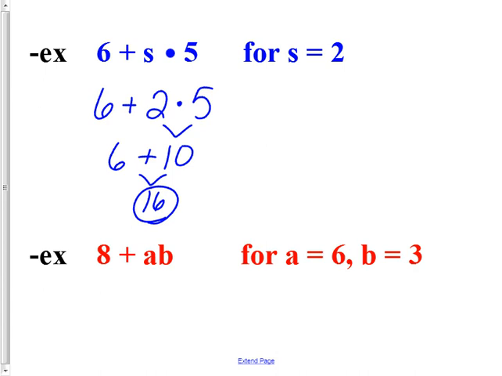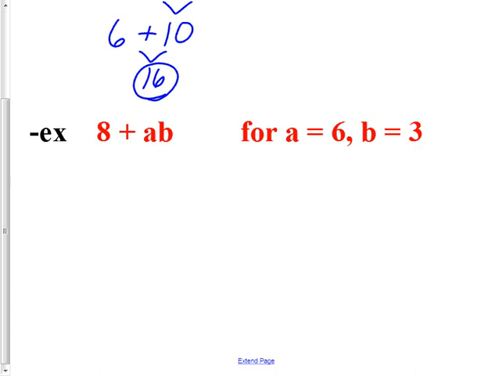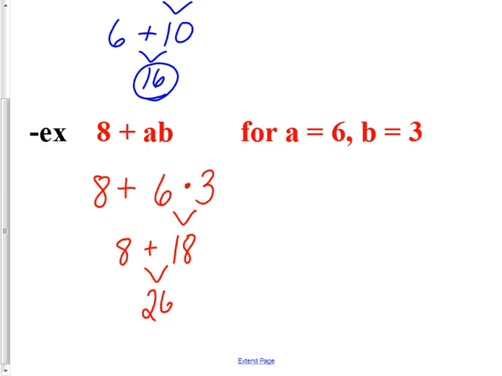For the next one, 8 plus AB, this one is going to be 8 plus 6 times 3. Remember, a variable next to a variable with nothing in between means to multiply. Some people will say, well, I thought it meant 63 because A is 6 and B is 3, so it's 63. No, that's not what it means. If I wanted to make it 63, I really only need one variable, because a variable can be a multi-digit number. So it does not mean 63, it means 6 times 3. As I work that out, 6 times 3 is 18, and 8 plus 18 is 26.